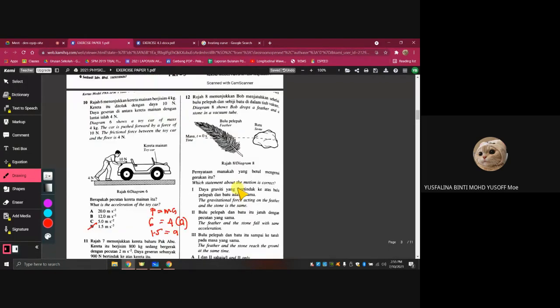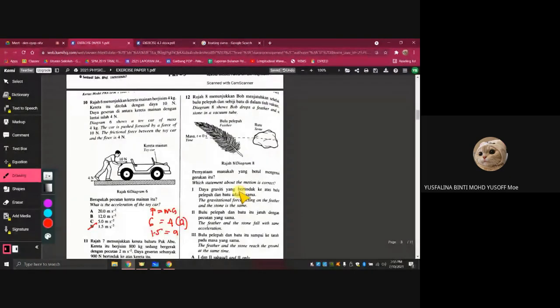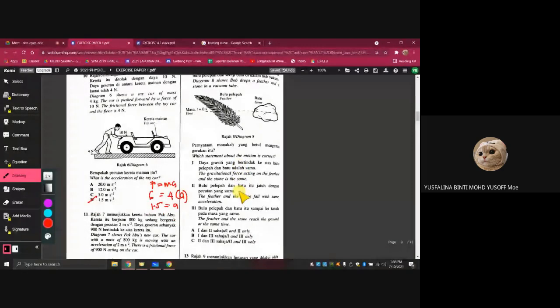Okay, number 12. This is actually what happened here. What physics, in what subtopic in chapter 2? This one. Anyone, do you have an idea? This is chapter 2 actually. Yes, free fall. What does it mean by free fall?